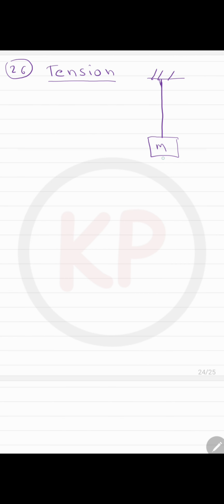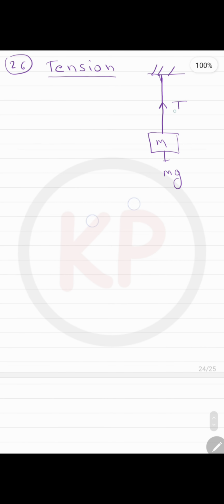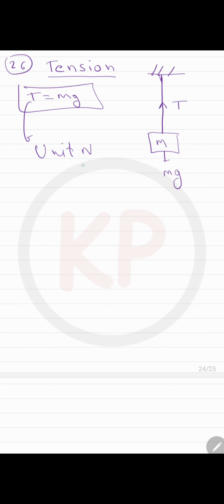If this mass is m, the force acting in downward direction is mg. The force acting in upward direction, the thing which holds this mass via the string, is tension. The whole string will be experiencing some tension. So tension is a kind of force. In this case, T is equal to mg. Its unit will be Newton, and its unit in CGS will be dyne. The dimensional formula of tension is M1 L1 T minus 2, that of force.